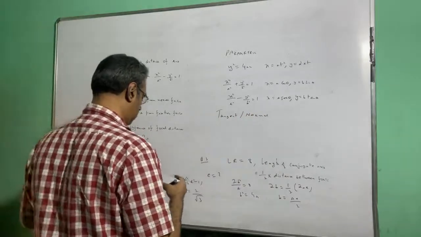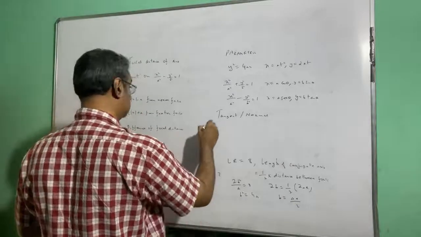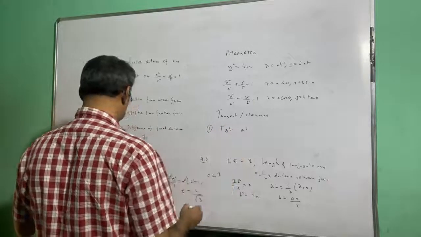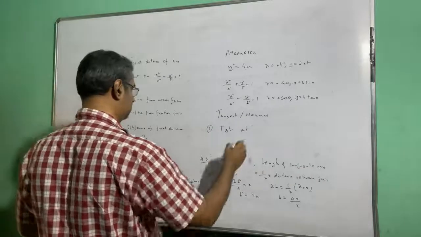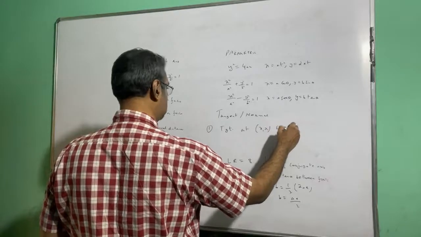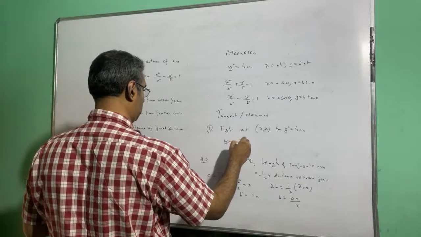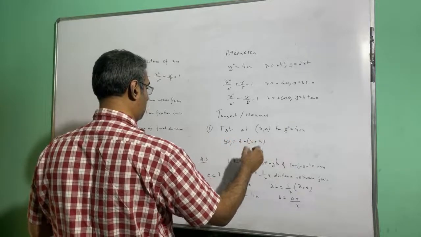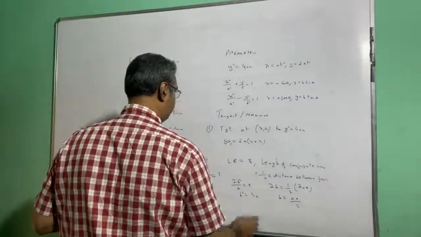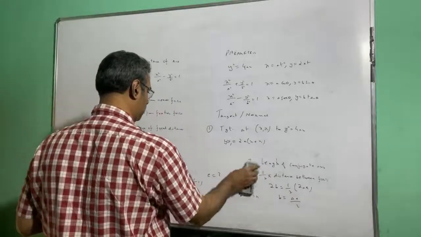Okay, next we come to tangent and normal formulas. So the tangent at the point x1, y1 to y square equal to 4ax, this is the formula: y y1 is 2a into x plus x1.